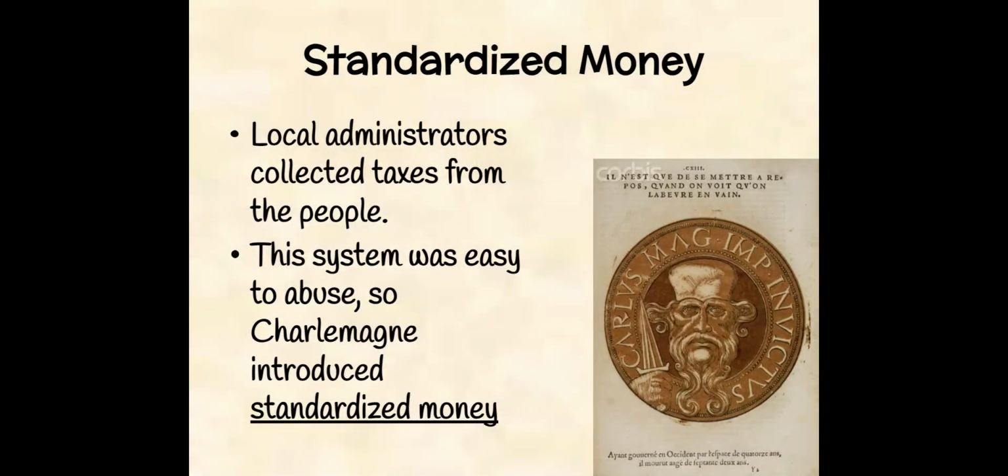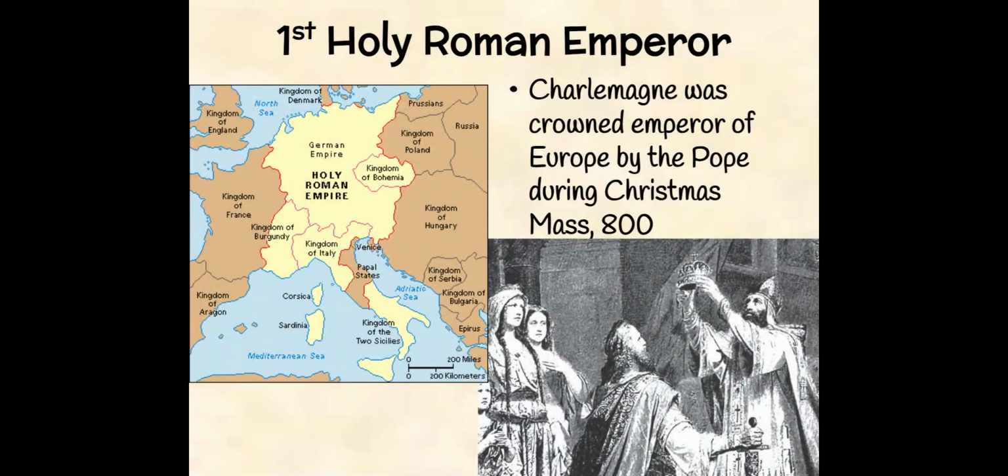All right, there was also a standardized system of money introduced. Local administrators would collect taxes from the people, and this system was easy to abuse. So Charlemagne introduced the standard money system. All right, so like I said, in 800, Charlemagne was crowned the Emperor of Europe by the Pope during a Christmas Mass.